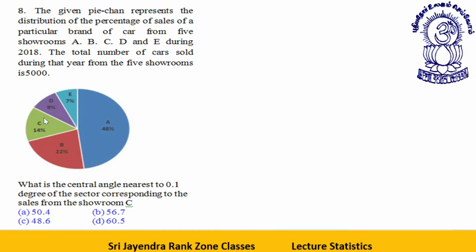What is the sales from showroom C? C is 14%. So, percentage sales from C is equal to 14%. Percentage to degree. Okay, how do we convert it?